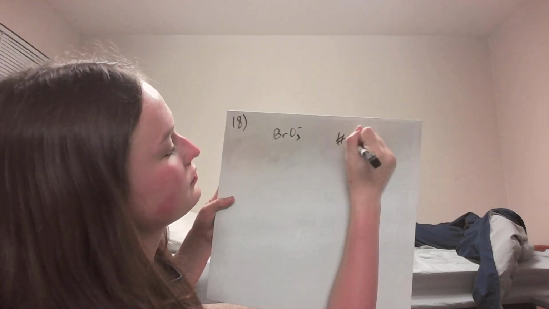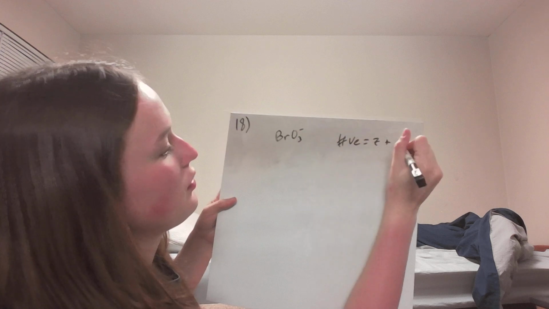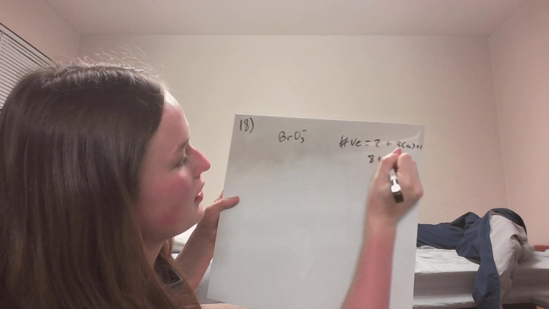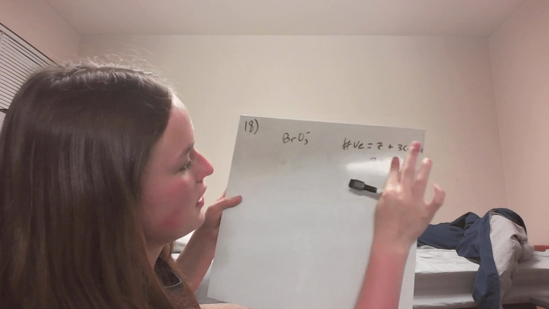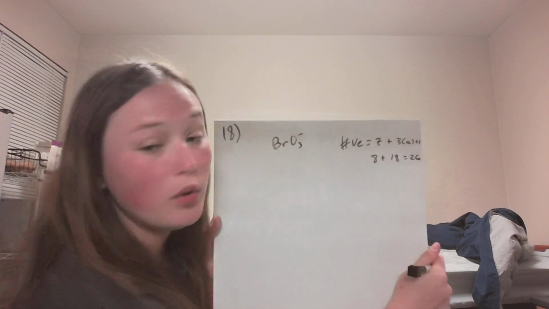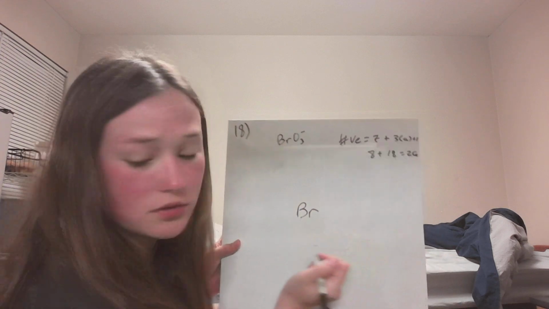Yeah. So 7 plus 3 times 6 plus 1. So we're going to have 8 plus 3 times 8 plus 18. So we're going to get 26 again. Woohoo! So we're going to get Br in the middle.